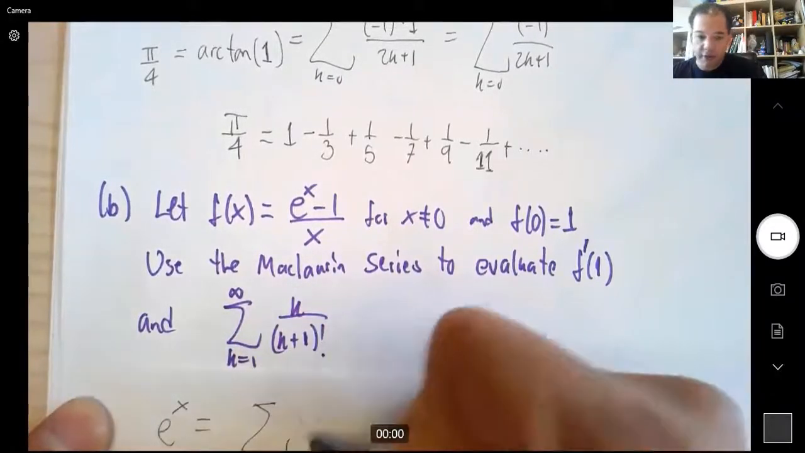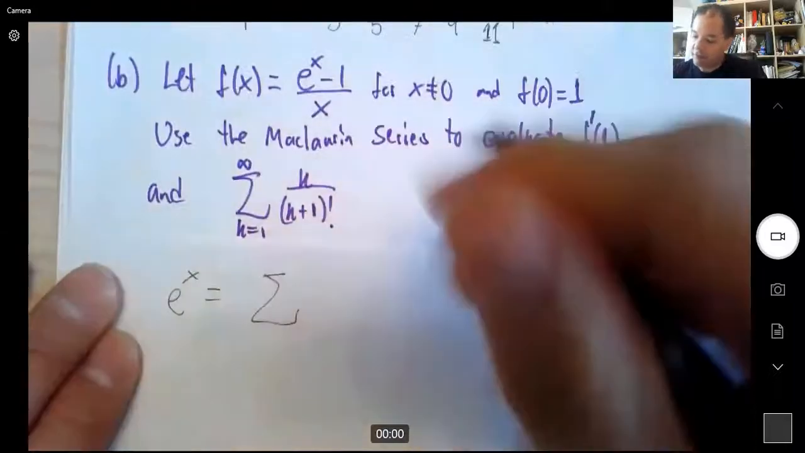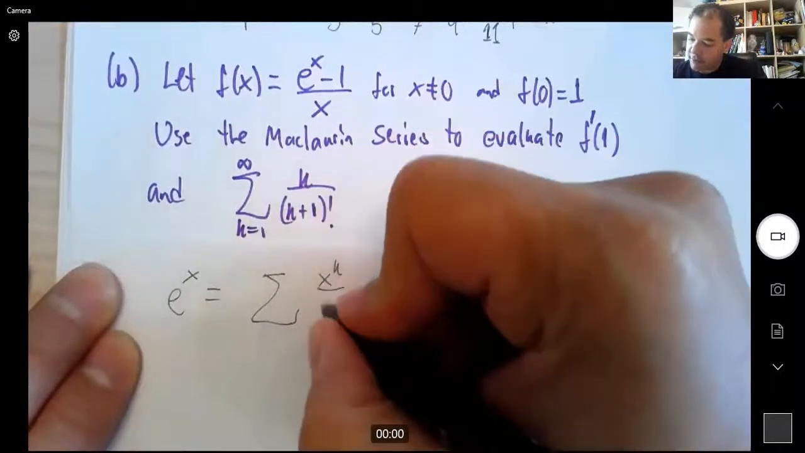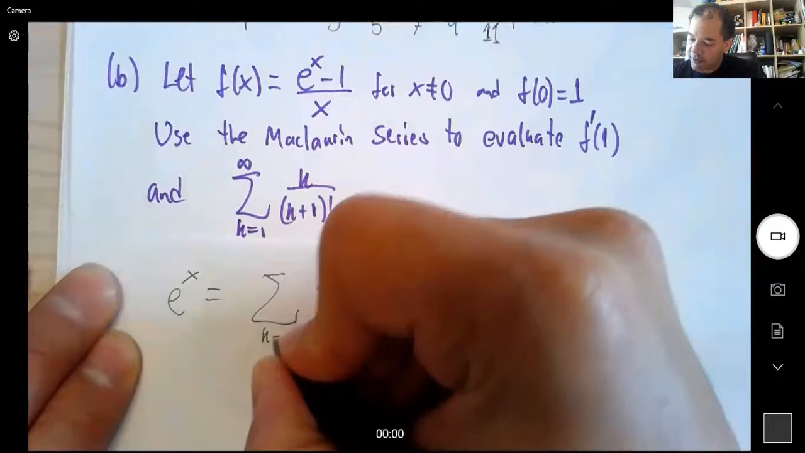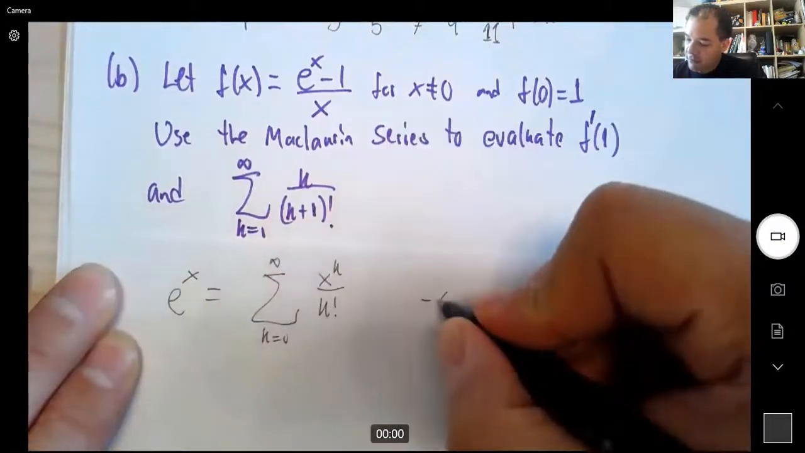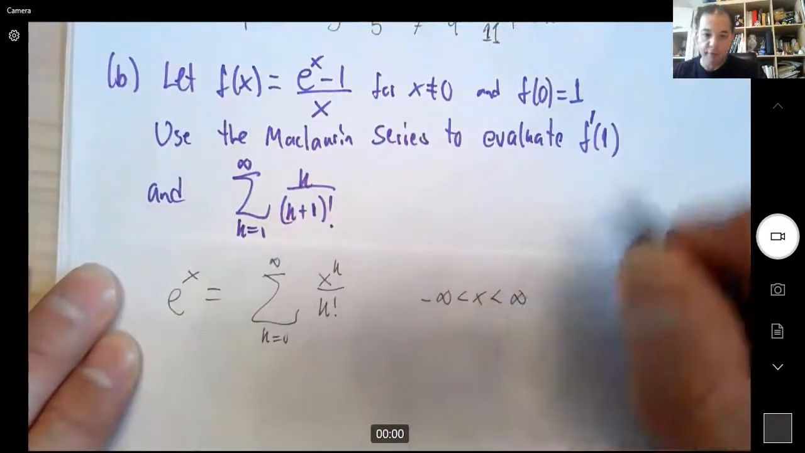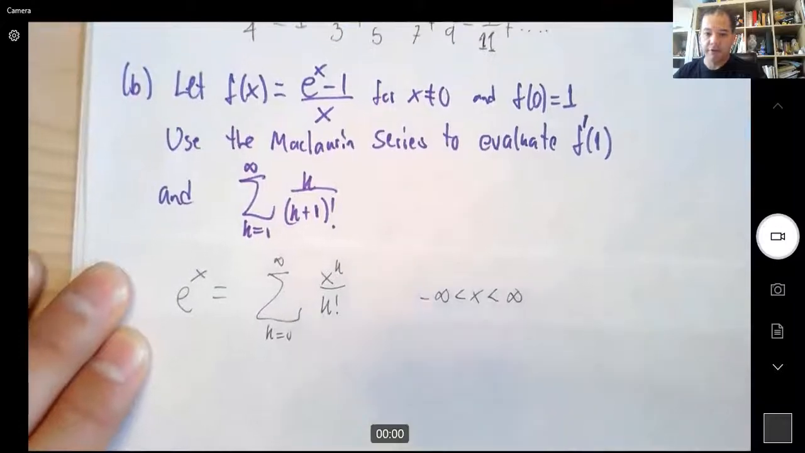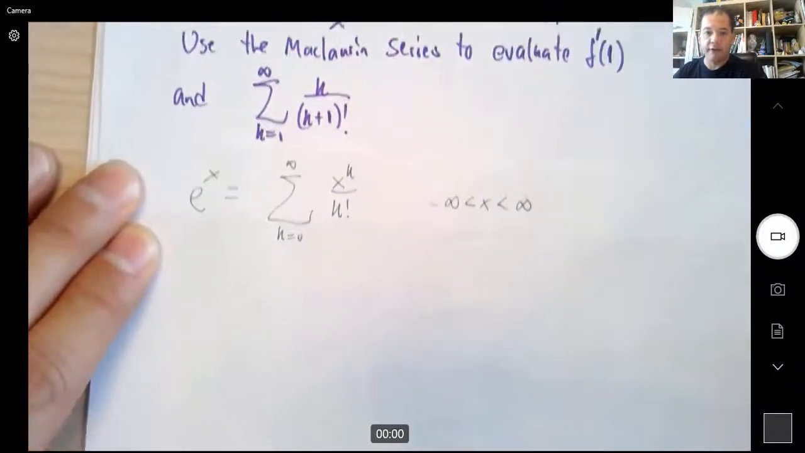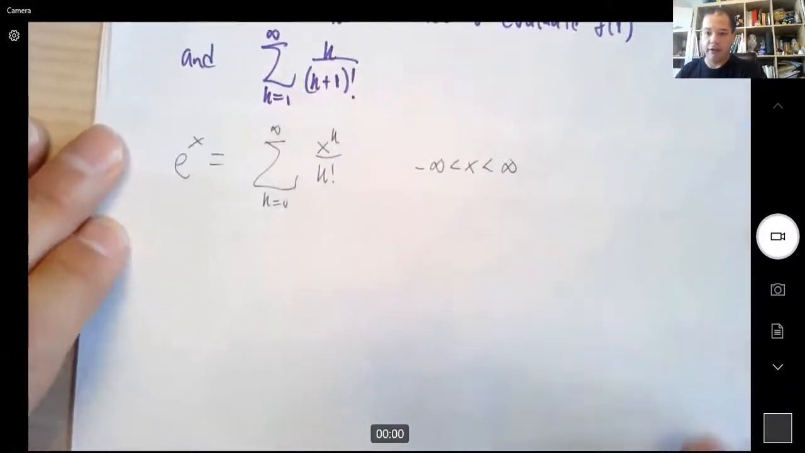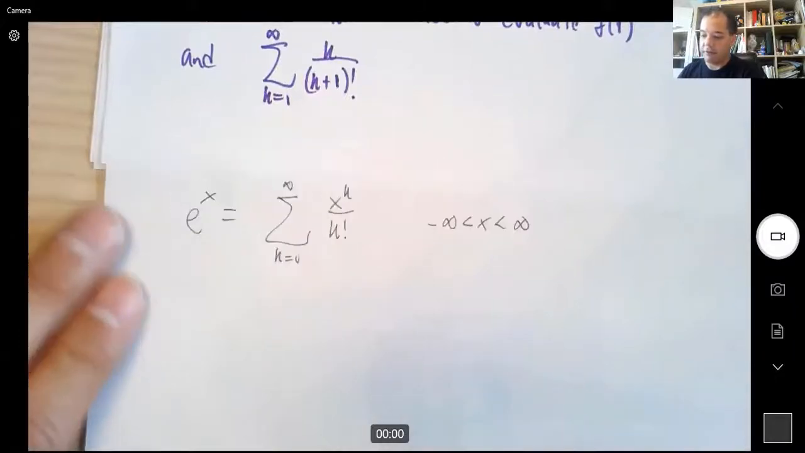And again, that one is one that appears very, very often, so you would be wise to learn it. It's x to the k over k factorial. And this is good for every x. It's one of the better ones because it works regardless of what the value is. All right? Okay, so now that's not the function we want.